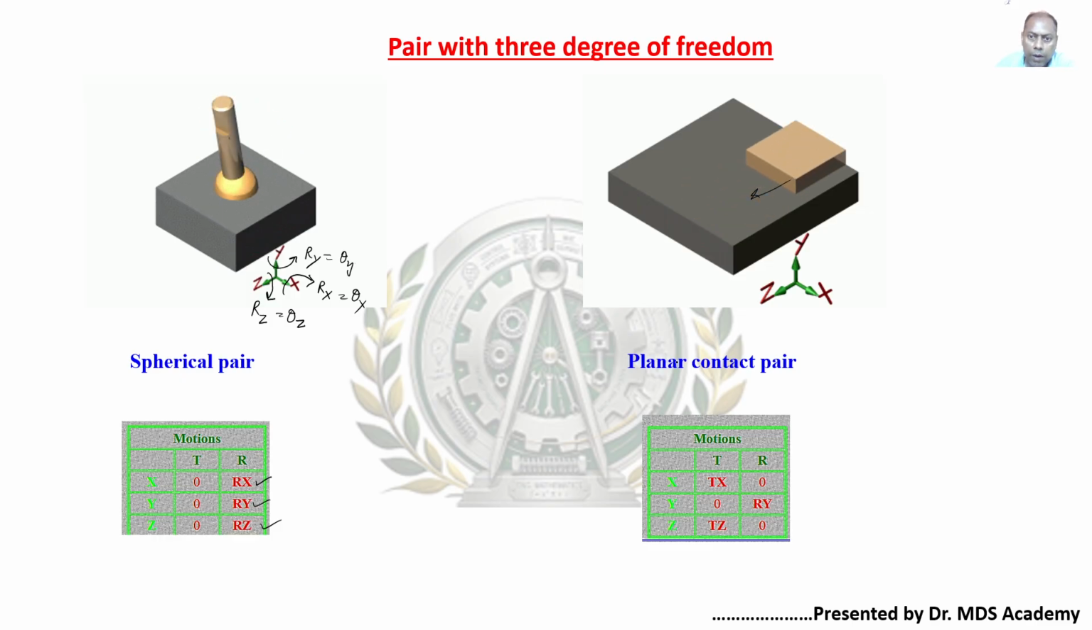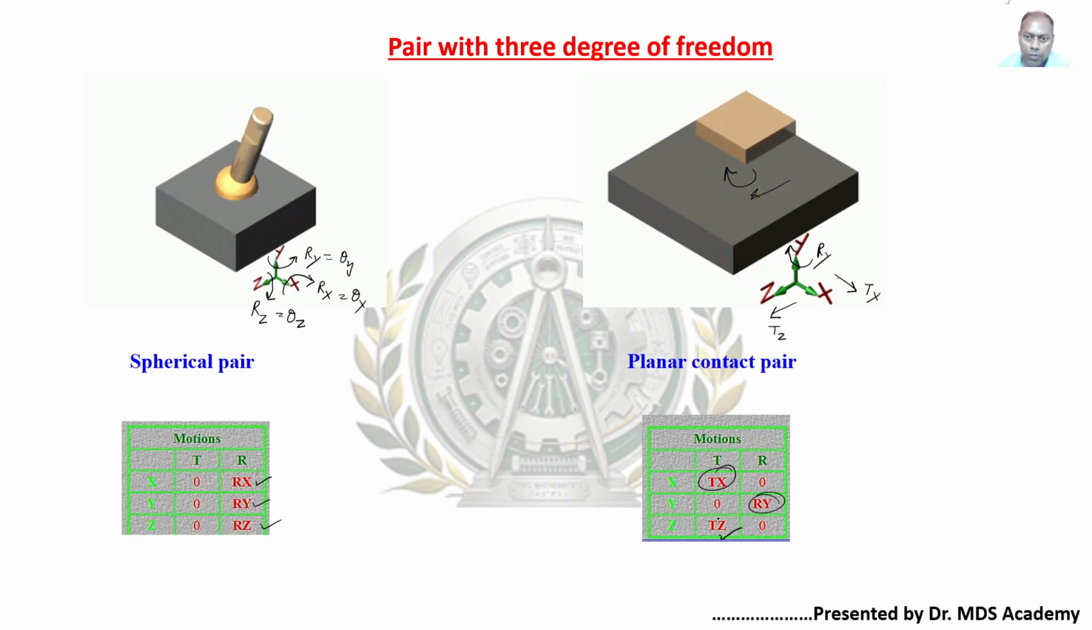Now here, the planar contact pair. See here, what is happening: it is translating along this z-axis and along this y. See here, it is translating, or doing linear motions. So this is the Tz case, this is the Tx case. It is also rotating about this Ry. So three different variables are present: 1, 2 and 3.